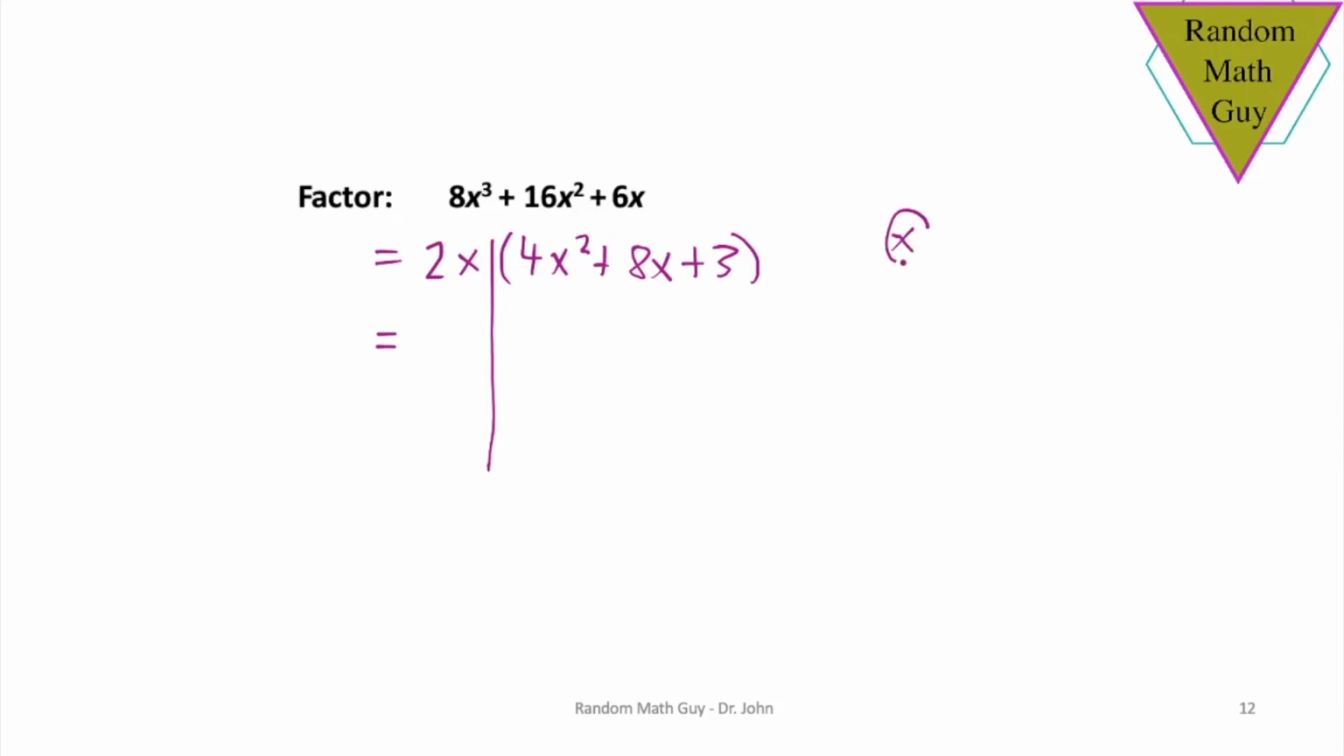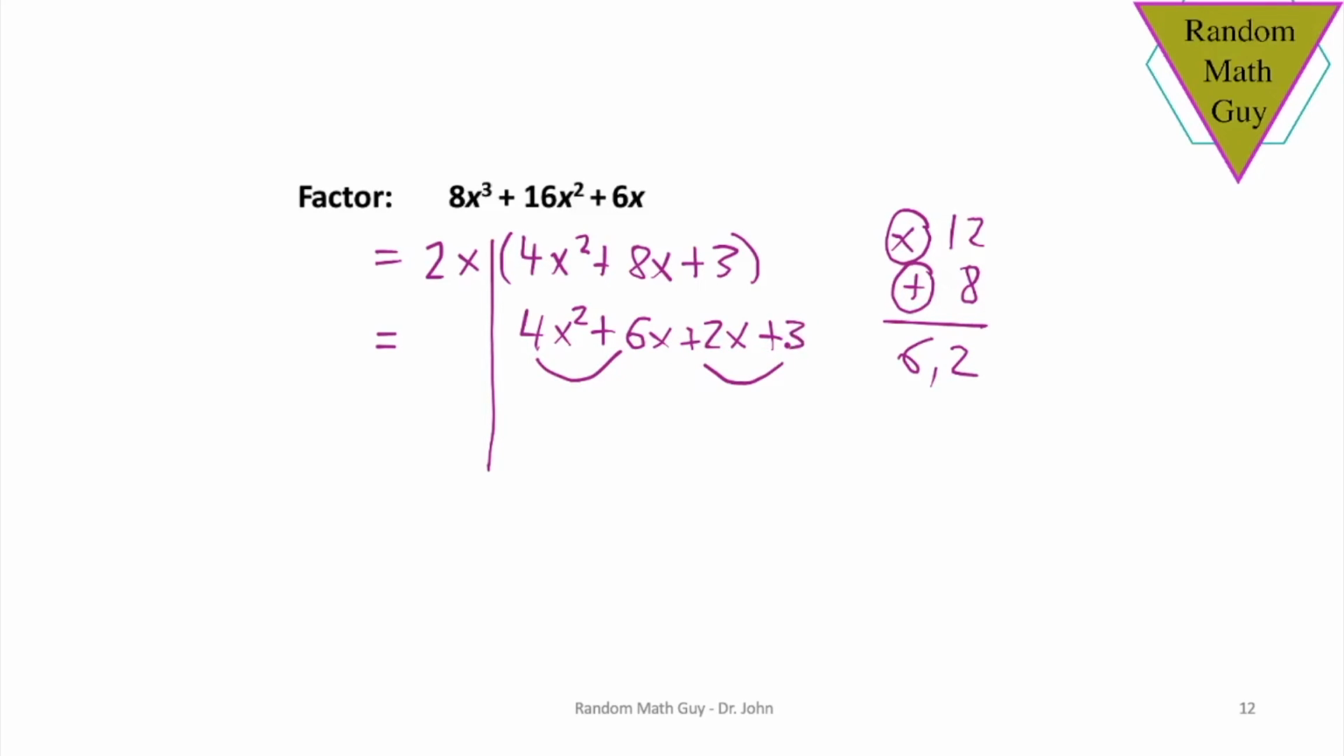Let's deal with the trinomial on the side here. We need two numbers that multiply to 12 and add to 8. Those numbers are 6 and 2. So I can do a decomposition here: 4x squared, 6x and 2x and 3. And then apply a grouping step.